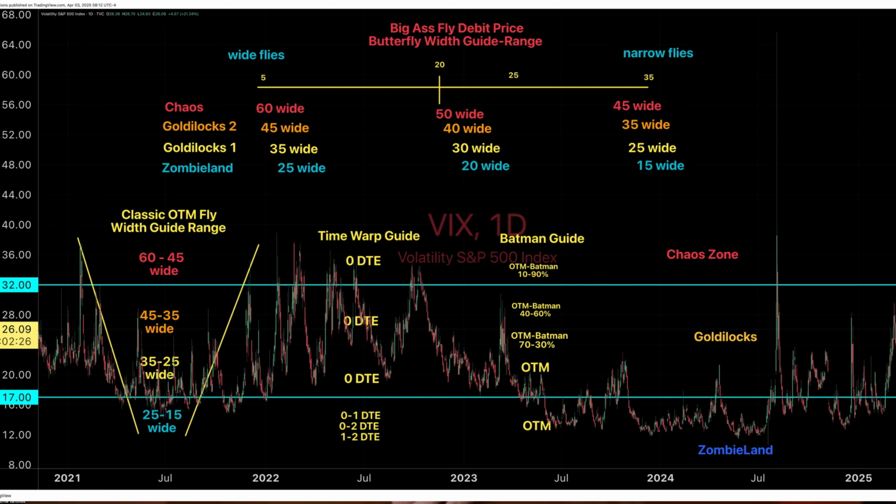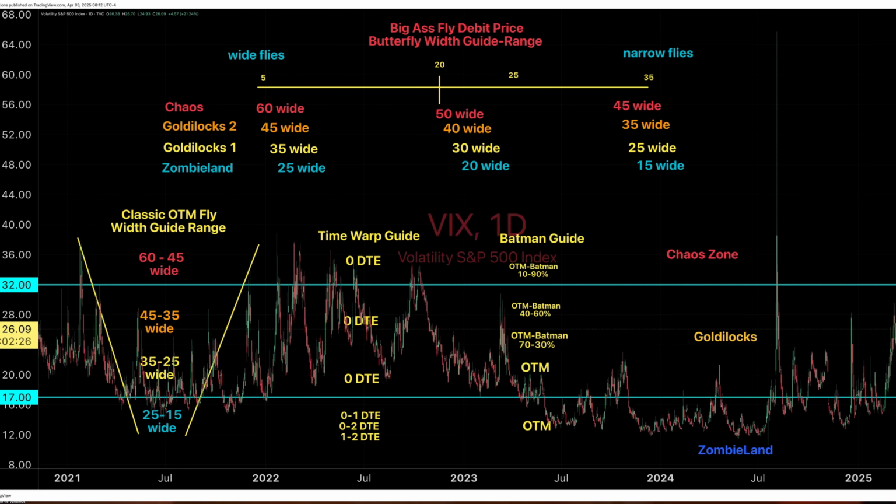So the debit price, let's say it's 20. Is that times 100? Is that $2,000 that we're investing on that? If you're doing that big ass fly with an SPX, then it's times 100. If you're doing it with the ES, it's times 50. Gotcha. Okay. And just to clarify, if 5, meaning that's a really narrow fly, actually, sorry, that's a wide fly. I got these backwards then. So 5 versus 35. Can you explain what that entails?